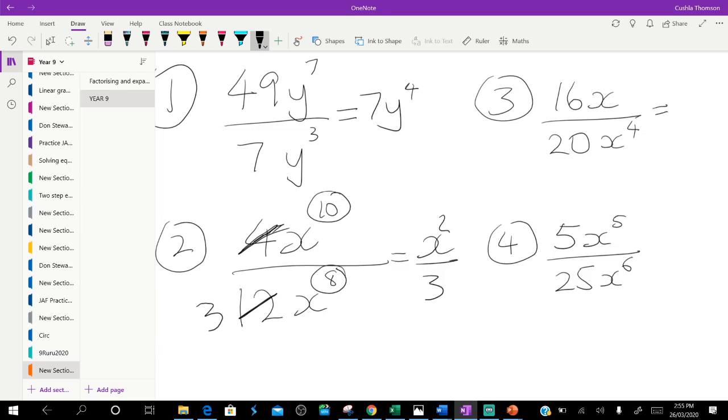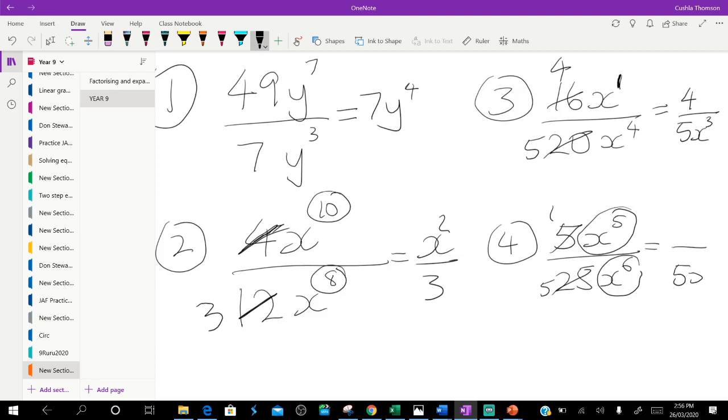This one here is a slightly harder one. It's got a common factor in here of 4. So that's going to be 4 and that's going to be 5. This is x to the power of invisible 1. So I end up with 4 over 5x cubed. Now this next one is going to be divided by 5, and so this is 1 and this is 5. This is a harder one. So here, I've got x to the power of 5 here, but I've got x to the power of 6 down here. So I end up with 5x in the denominator and just 1 here.